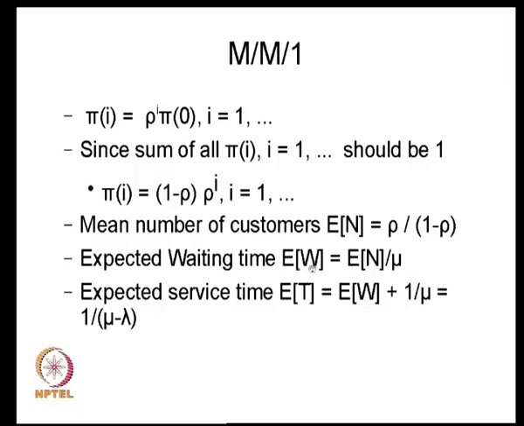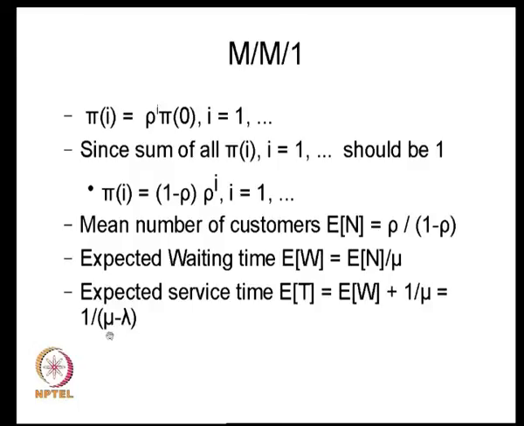And so the expected waiting time is basically this is the number of customers and this is the rate at which you are processing them, the service rate. Okay. So basically E of n by mu. If you talk about service time, it will be not only the waiting time plus also your own service time, that is E of w plus 1 by mu. Okay. This is the waiting time because other people are already in front of you, and this is your own service time. Okay. So 1 by mu minus lambda.